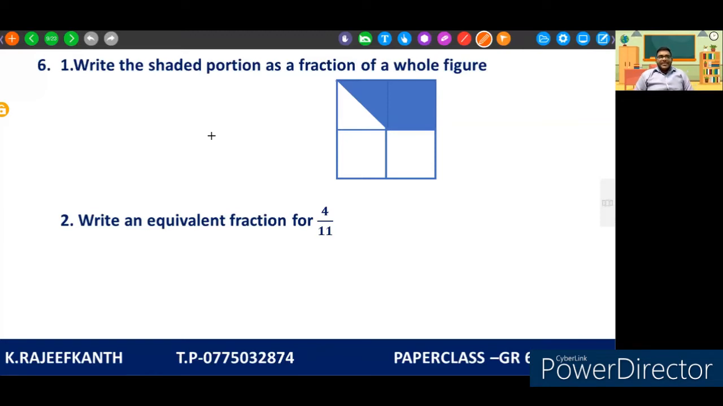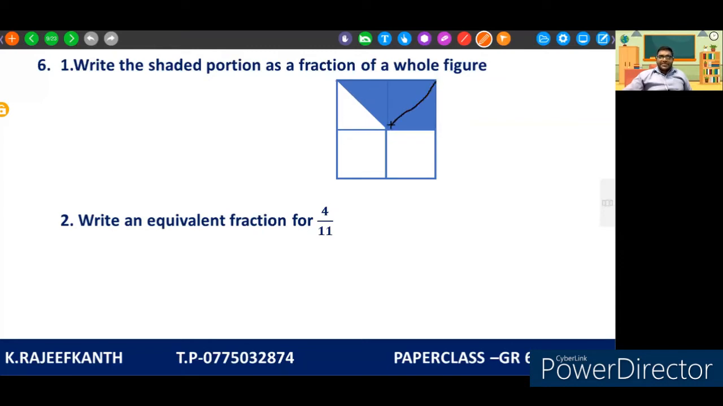First you have to divide this figure into equal parts. Then you can write it as a fraction. Then after that, in the second one, you have to write an equivalent fraction for this 4/11. Right, here this is the triangle. Here we have divided into two pieces, right? Here this square is divided into two equal pieces.